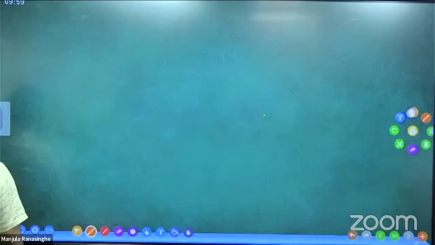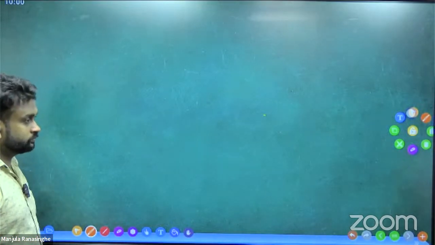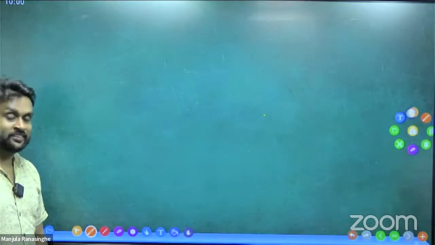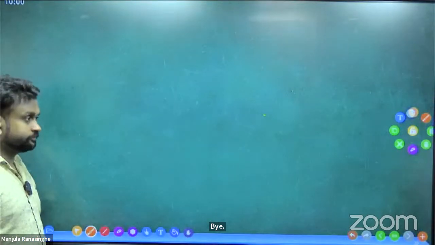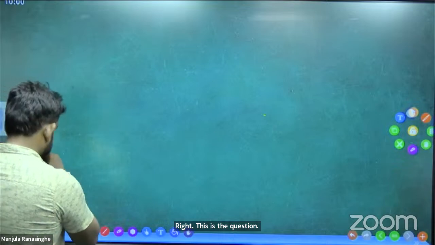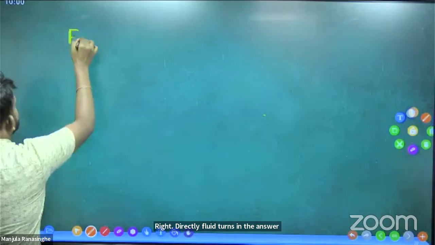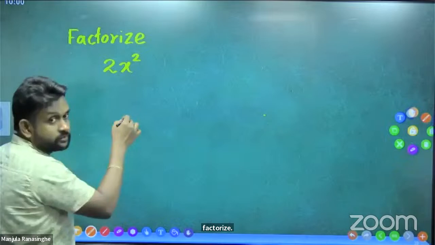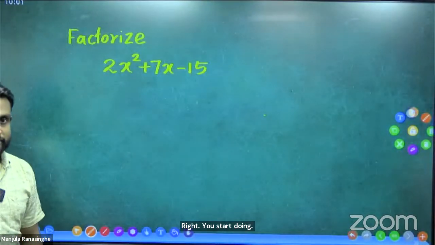Right. Ready? This is the question. Directly do it and send the answer. Write down: factorize 2x squared plus 7x minus 15. Start doing. 2x squared plus 7x minus 15.